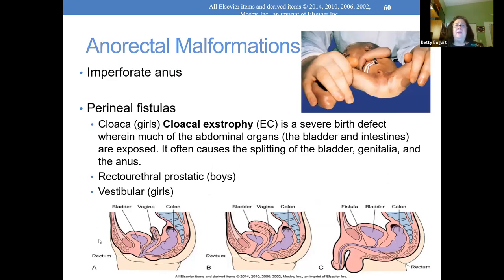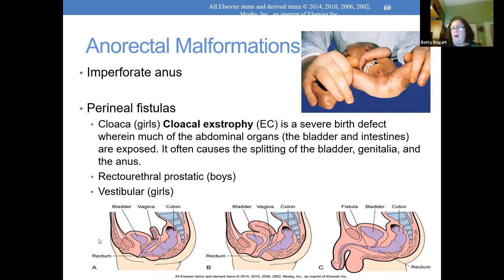Then we have something called an imperforated anus, which means this baby, if you look at the picture, has no anus. So there's no exit point for the GI tract. This child will immediately go for a colostomy, because there's no anal sphincter. So for this child, it's an emergency to do surgery.